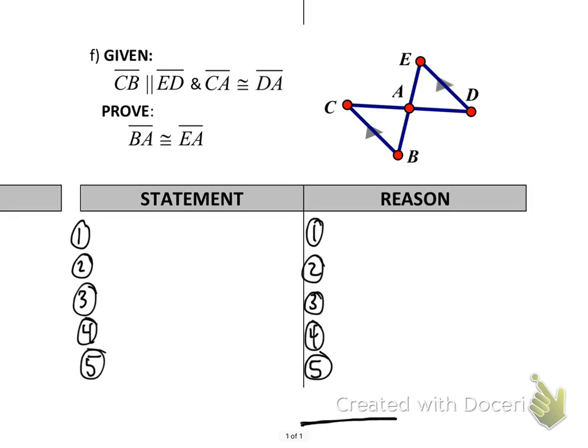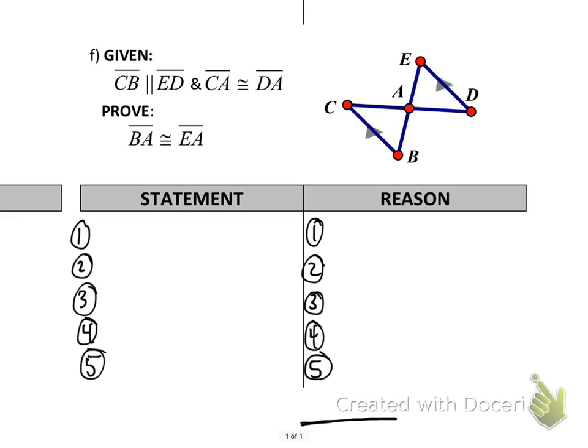But you need to read your givens. In this case, I've got that 2 segments are parallel, and I've got that 2 segments are congruent. Okay, so that's going to give me an idea of what my thought process is going to be. I know I've got parallel lines, so that's going to tell me some things. And then I'm going to look at my proof statement.